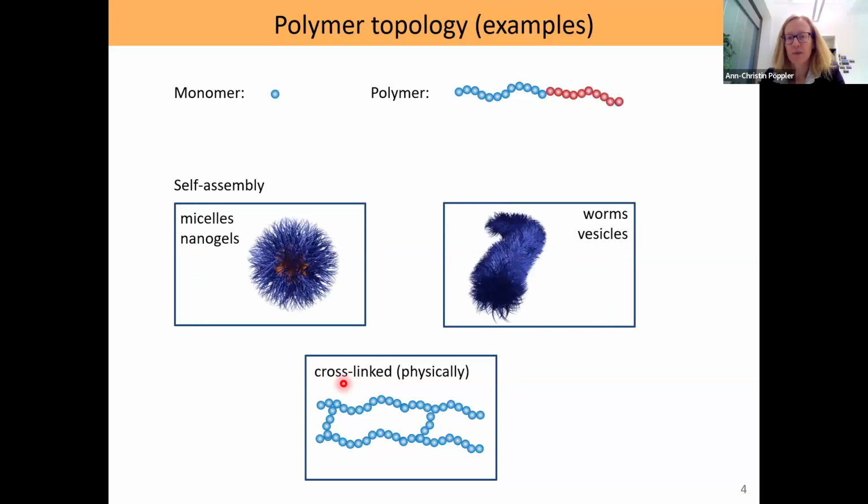And again, we can have further examples. So I'm only giving examples. This is not a conclusive summary of all the existing ones.